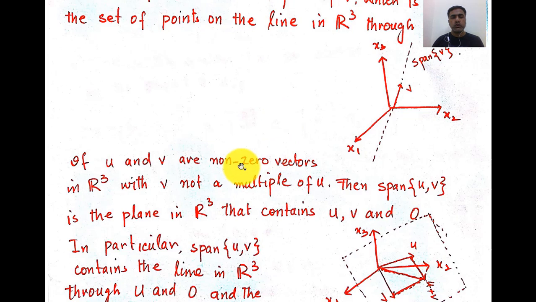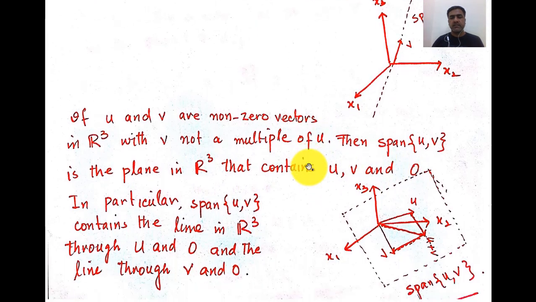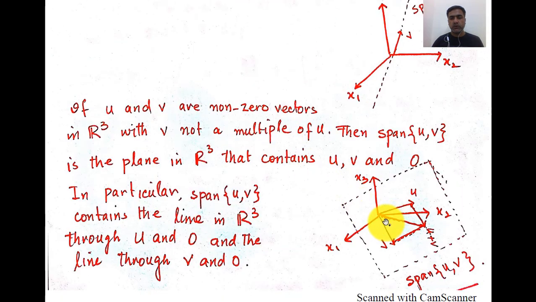Similarly, if we have two non-zero vectors U and V in R3, and V is not a scalar multiple of U, then span of U, V is the plane in R3 that contains U, V and the origin. It can be described geometrically as follows. This is my vector U, this is my vector V. So if I scalar multiply V with C1, then they are given by these points. And similarly, scalar multiples of U are given by these.